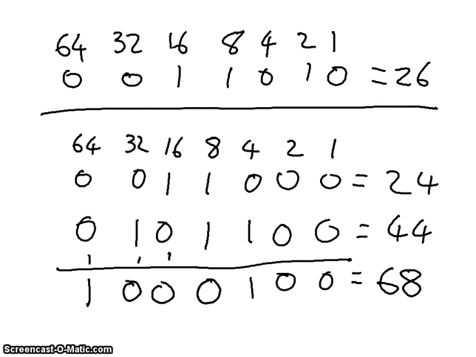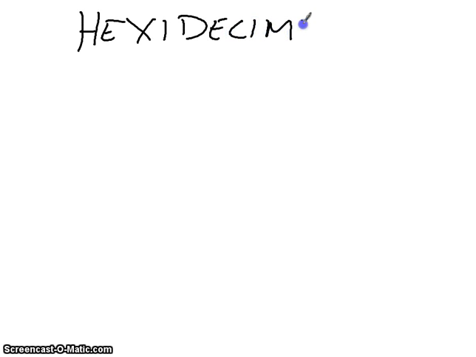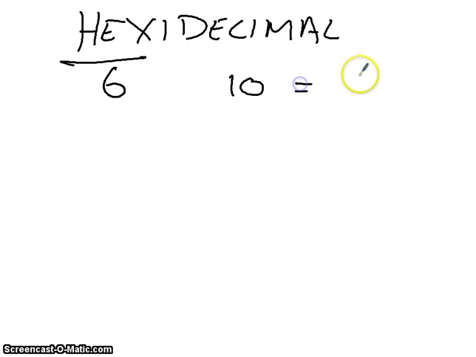Now the last bit I want to talk about is another number base. And another number base is hexadecimal. Now, hex is 6, because a hexagon is 6, and decimal, well, they're the numbers that we're used to, which is 10. So if we put it together, it equals 16.